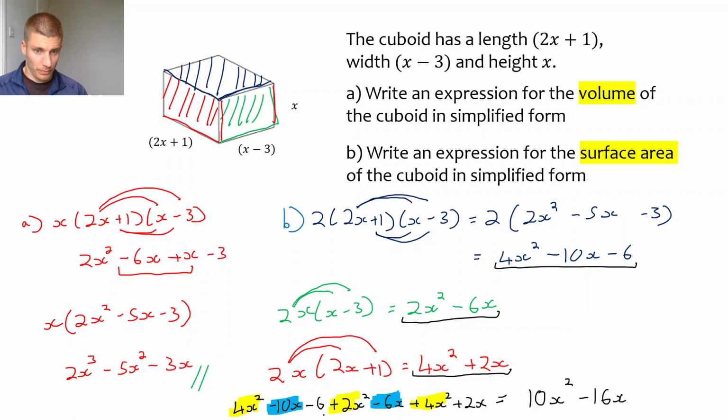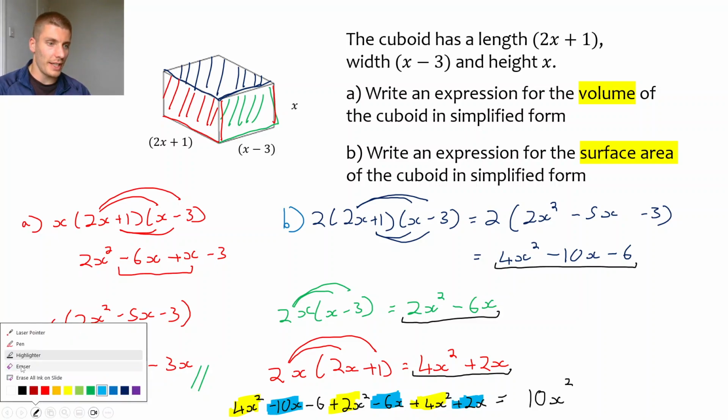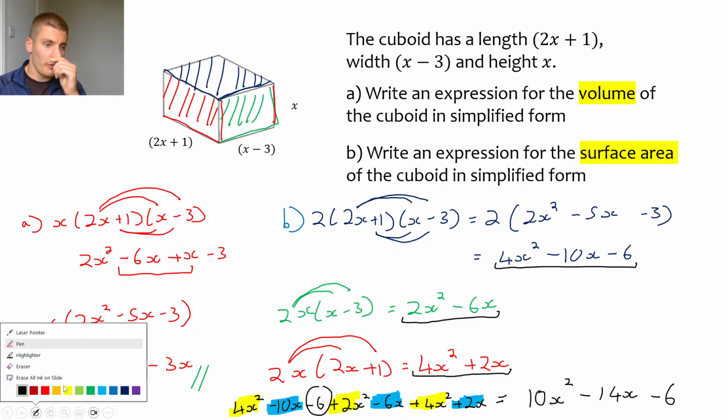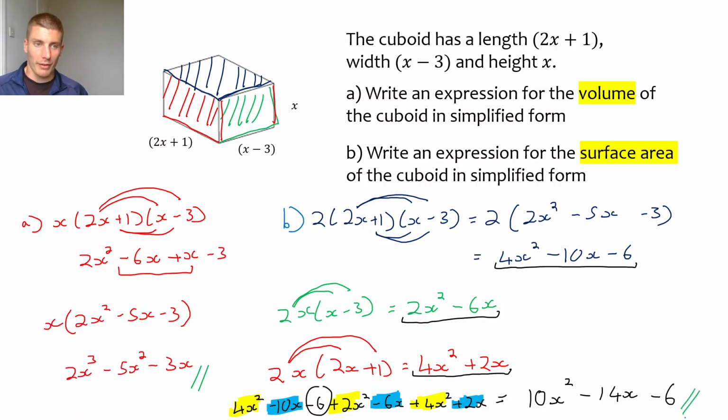Oh, sorry. That was silly. I missed out a term over here. Sorry, my fault. We've got the 2x. So we've got minus 10x minus 6x is minus 16x, plus 2x is minus 14x. And then we've got the minus 6 left over. And this is your answer for the total surface area. Hopefully there are no mistakes in it. There won't be. That should be fine.